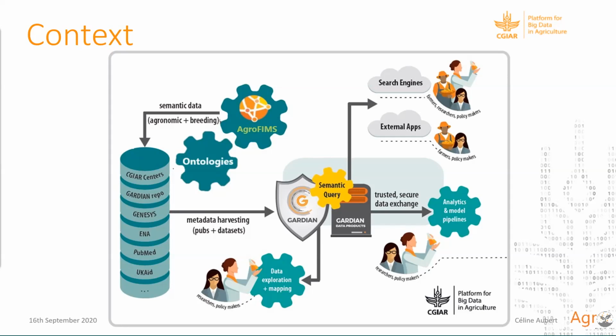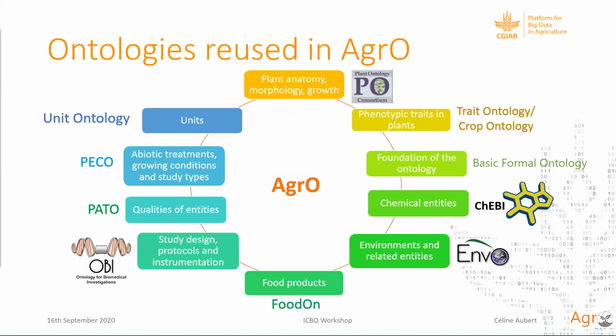Of course, we did not want to reinvent the wheel. So we started to look at what was already existing, and we gathered terms that exist in other ontologies. Here you can see the list of ontologies we are importing terms from. For example, we are using terms from ENVO, like the soil or everything related to the environment of the experiment.